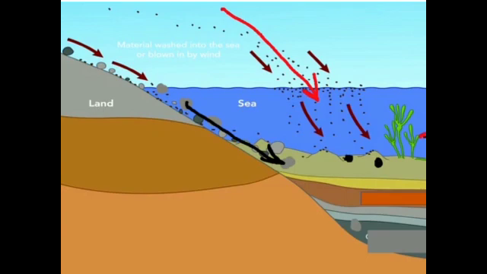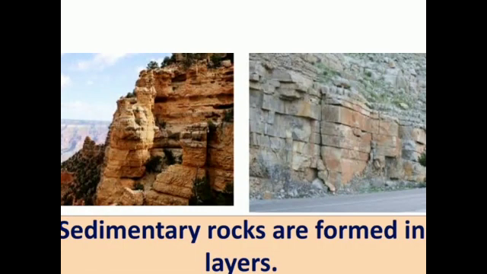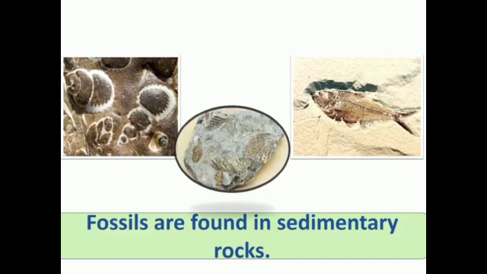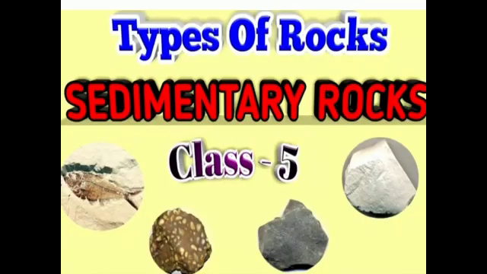Now let us see important points. First one, sedimentary rocks are formed in layers. Fossils are found in sedimentary rocks. Okay dear students, let us see types of sedimentary rocks in detail. There are many kinds of sedimentary rocks. Certain kinds of sedimentary rocks are formed from the shells of tiny sea creatures.